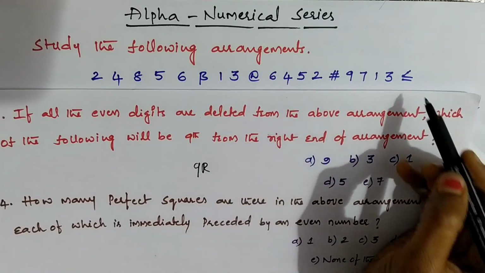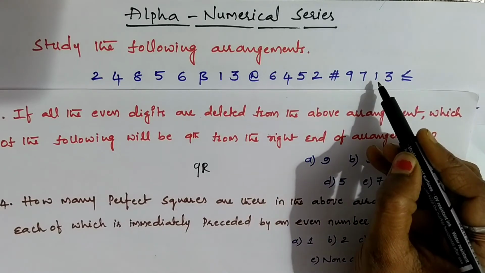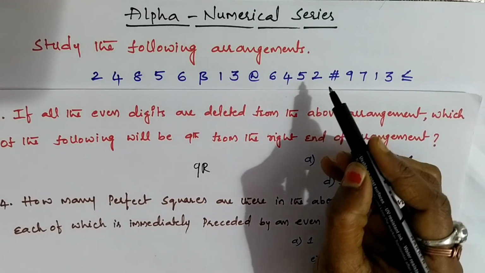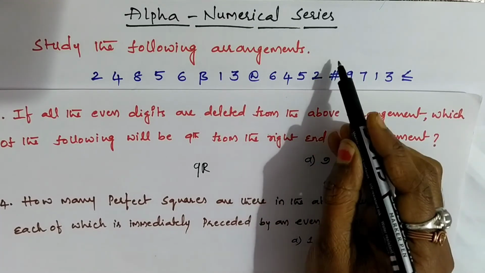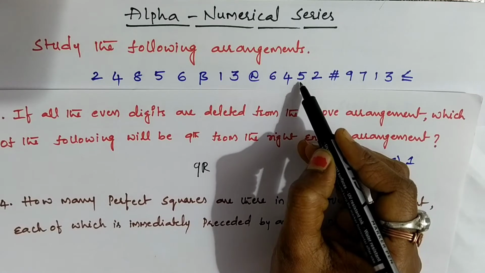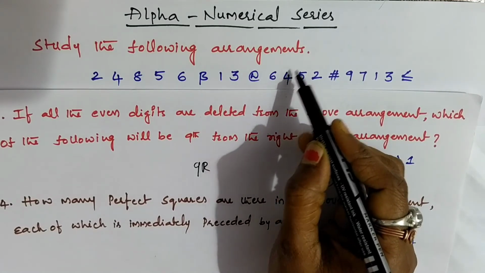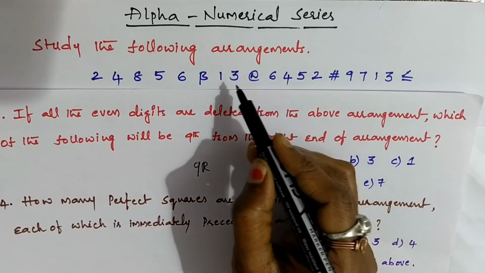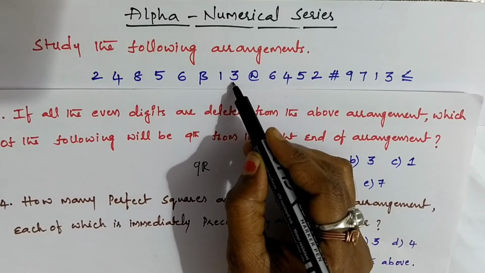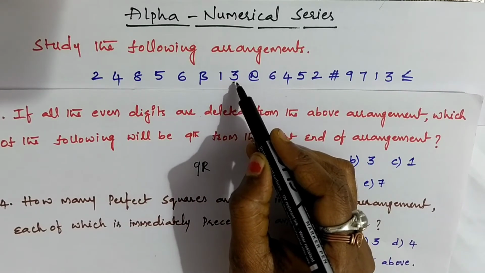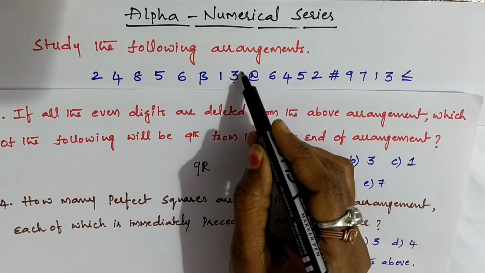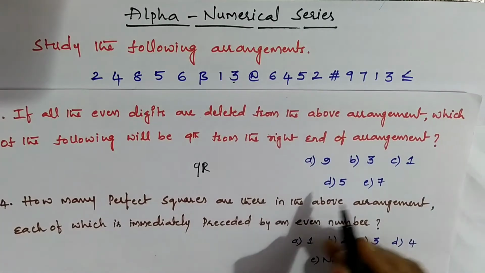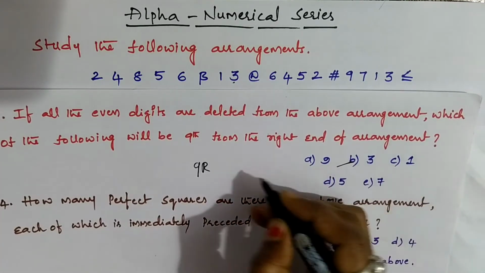9th right. 1, 2, 3, 4, 5, 6. 2 is an even number. Neglect it. 7, 4 is an even number. Neglect it. 6 is an even number. 8, 9. From the 9th right, the element is 3, after deleting even numbers. Answer is B.